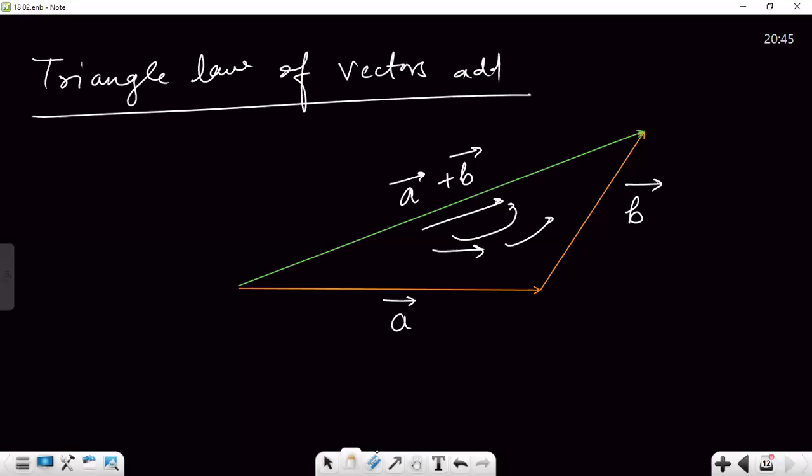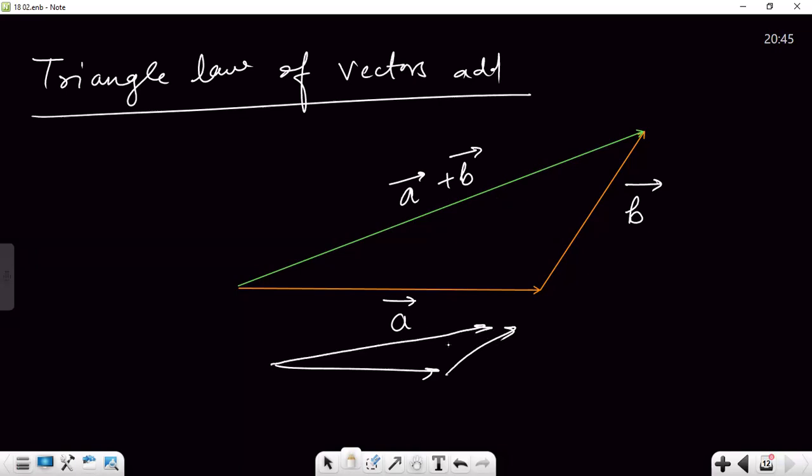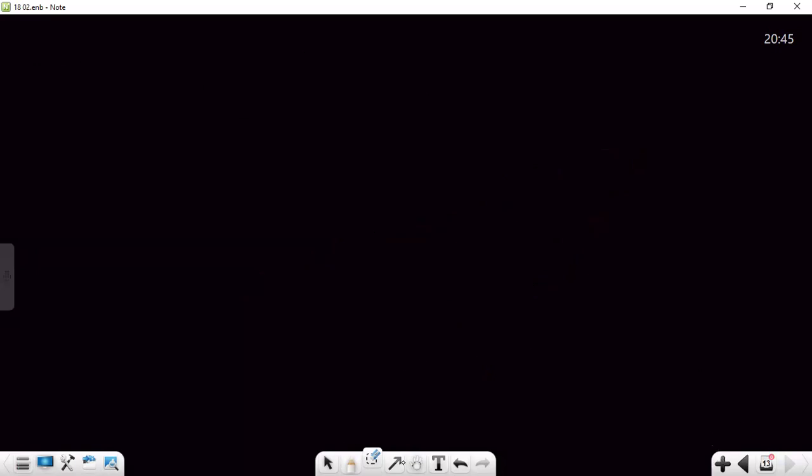This is the A vector plus B vector. I repeat, you're going like this, then the vector defining the direction will be the addition vector. Okay, what if you don't have vectors in this condition?